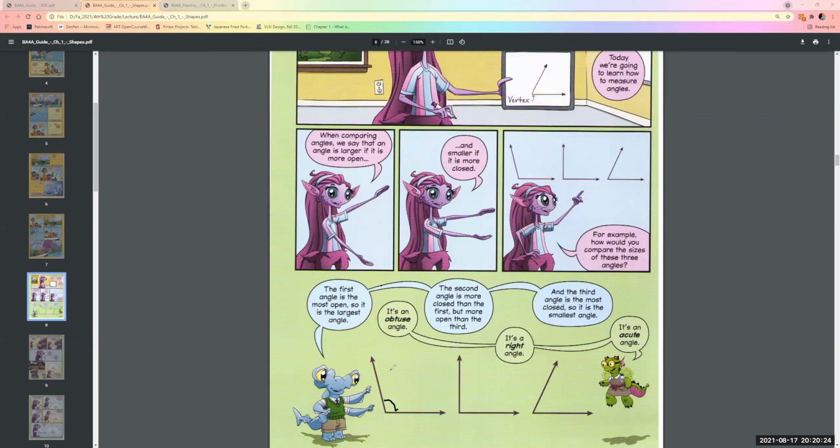The next one, also, to remind, this is also known as an obtuse angle, as it says right here. The second one is more closed, but it's still pretty big, and it's a 90-degree angle, like our L shape. This one is called a right angle. And then the smallest one is an acute angle, and it is the most closed of the three. So for size comparisons, obtuse would be our biggest, then right angle would be our next biggest, and the smallest would be our acute angle.